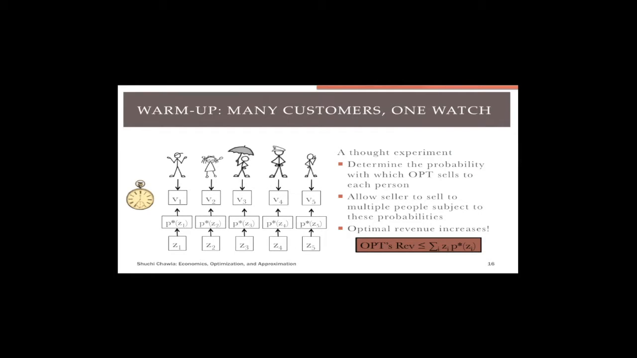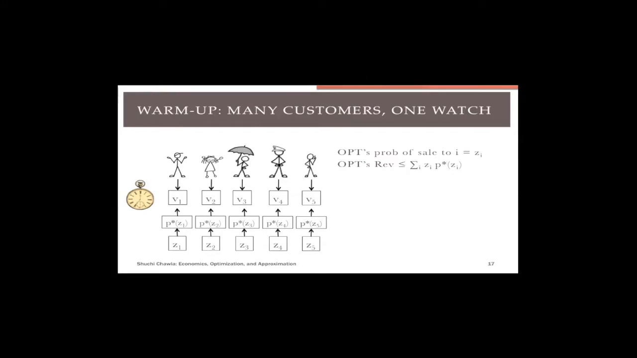And so you take the product of those and you sum over all of the consumers, and that's the revenue that the mechanism gets in expectation. Okay? So that's great. So we don't understand what the optimal mechanism looks like, but we know that its revenue can be no more than this quantity that I'm showing there. Okay? Good. So what can we do with this?